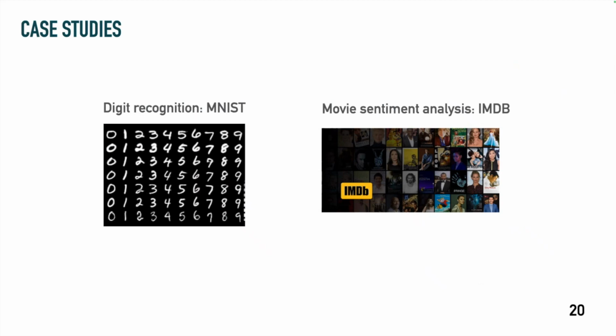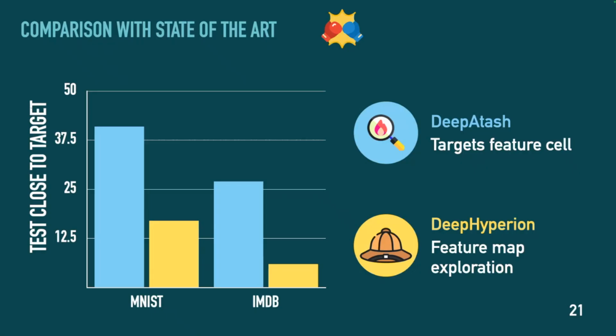We have evaluated this approach on two deep learning systems. First, MNIST, and also the other one, which I explained before. And IMDb is a text classification task which predicts whether the movie review has a positive or negative sentiment. We compared our approach with the only state-of-the-art approach which can explore the feature map, and it was able to generate significantly more misbehavior inducing inputs on the targets, where the metric is the tests that are close to the targets.